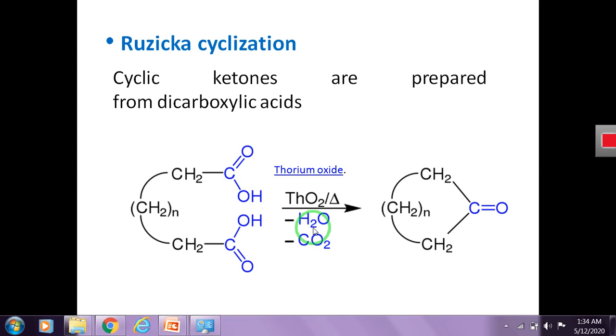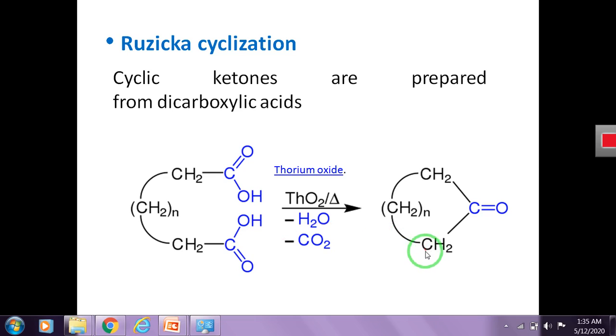So catalysts are the agents that help in assisting reactions. So what is the catalyst doing here? The catalyst is assisting the dicarboxylic acid to remove water and carbon dioxide from itself. So finally we are getting the ketone, that is, the cyclic ketone.